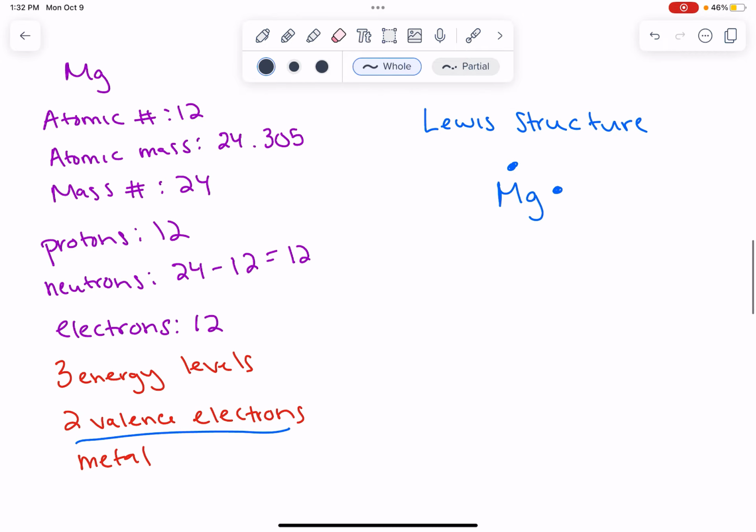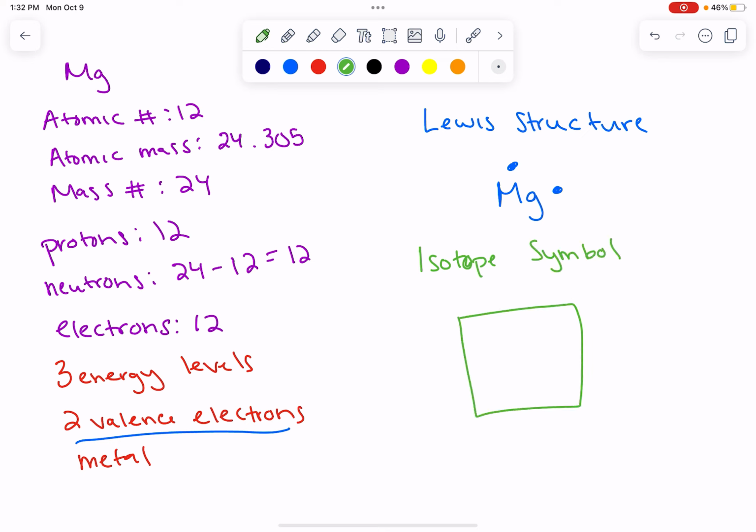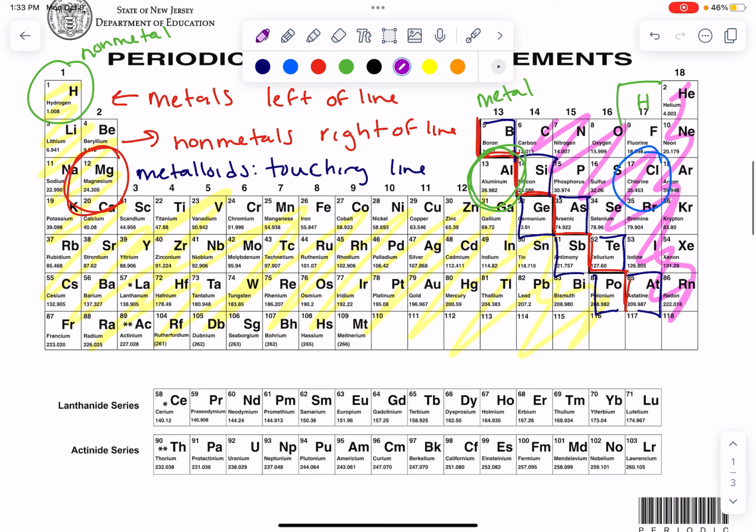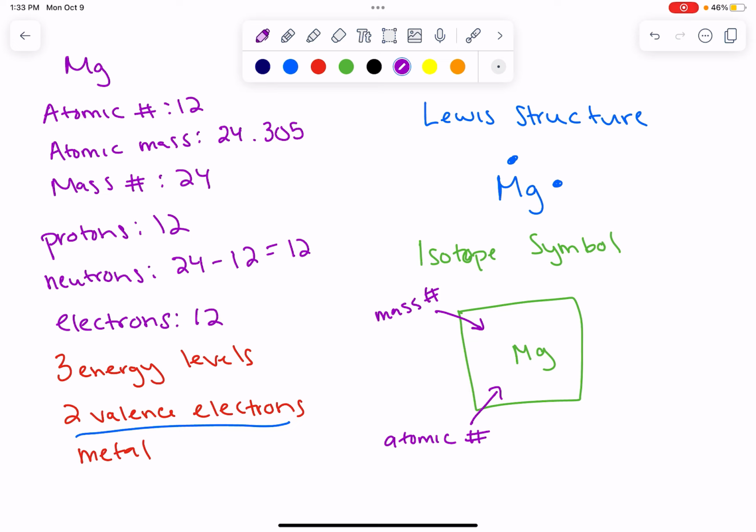Another thing we can do is an isotope symbol, or an atom symbol. We're going to call this an isotope symbol. When we're making an isotope symbol, we put the element symbol in the middle, and then at the top, we put the mass number, and at the bottom, we put the atomic number. Now these isotope symbols are the opposite of the periodic table, right? On the periodic table, the mass is on the bottom, the atomic number is on the top. When we make an isotope symbol, it's going to be flipped. So in the case of magnesium, the mass number is 24, and the atomic number is 12.